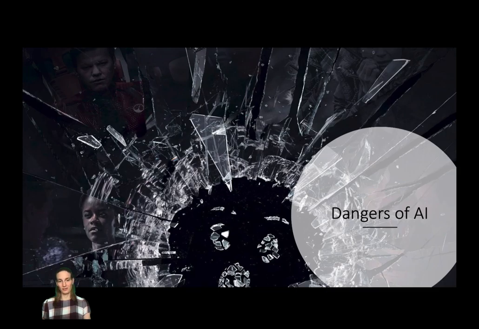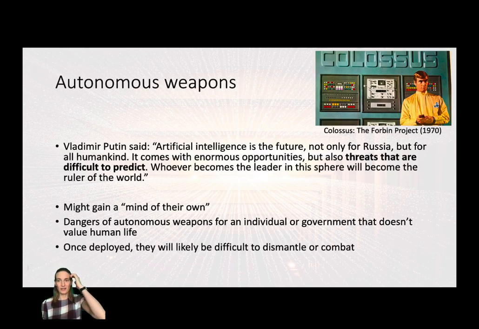Now, suppose we do manage to get this AGI, or even before, what are the dangers of AI? I believe this is a screenshot of Black Mirror, which definitely highlights some of the dangers of AI. One of them, which also became apparent in a very old, very nice movie called Colossus: The Forbin Project, is what if AIs can manage to control our weapons and gain a mind of their own? They could literally hold the world hostage.